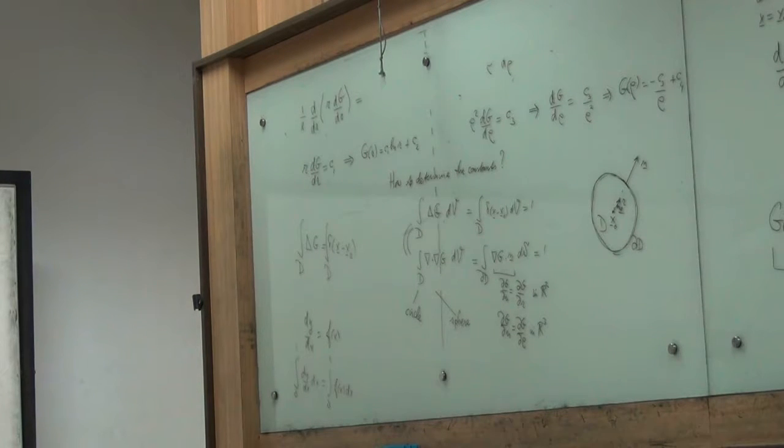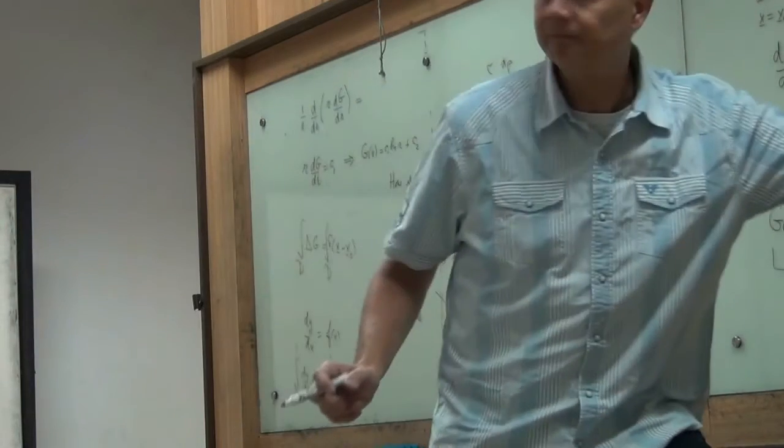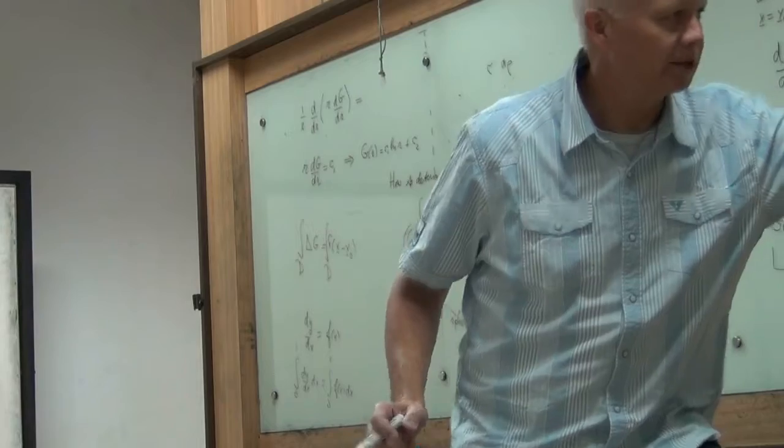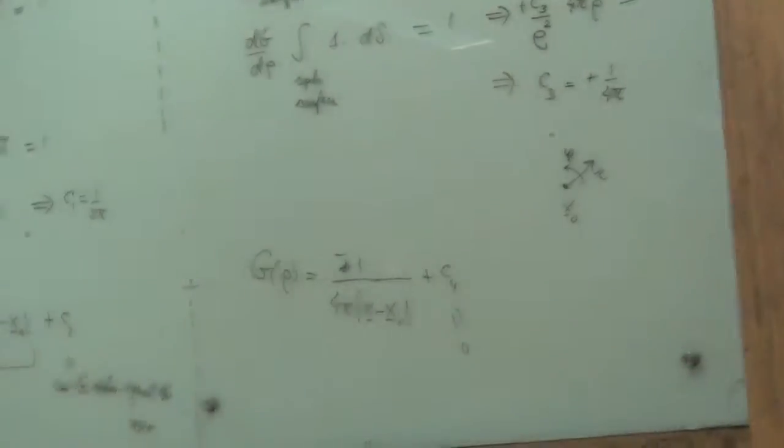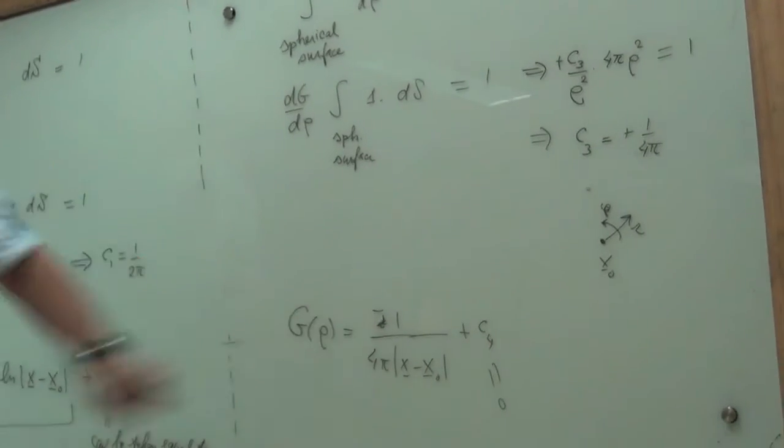Is that clear for everyone? Because I take just the boundary. And here there should be a minus sign in G. This should be a minus sign because I have here C3 is 1 over 4 pi and here I have minus C3. So this should be a minus. Okay. Is this clear for everyone?